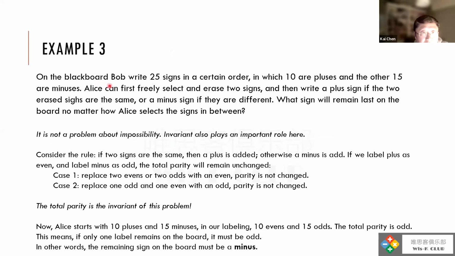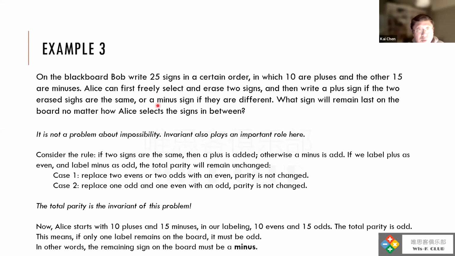On the blackboard, Bob writes signs, 10 pluses and 15 minuses. So altogether 25. And the rule of the game is that Alice can select 2 and erase 2 signs. If the 2 signs are the same, she writes a plus on the blackboard. So erase 2 signs and add 1 plus. But if they are different, she adds 1 minus.